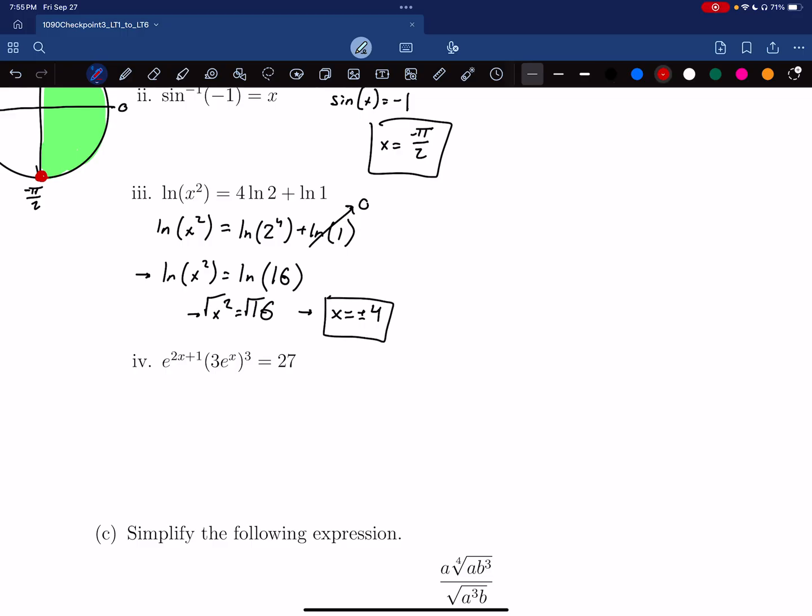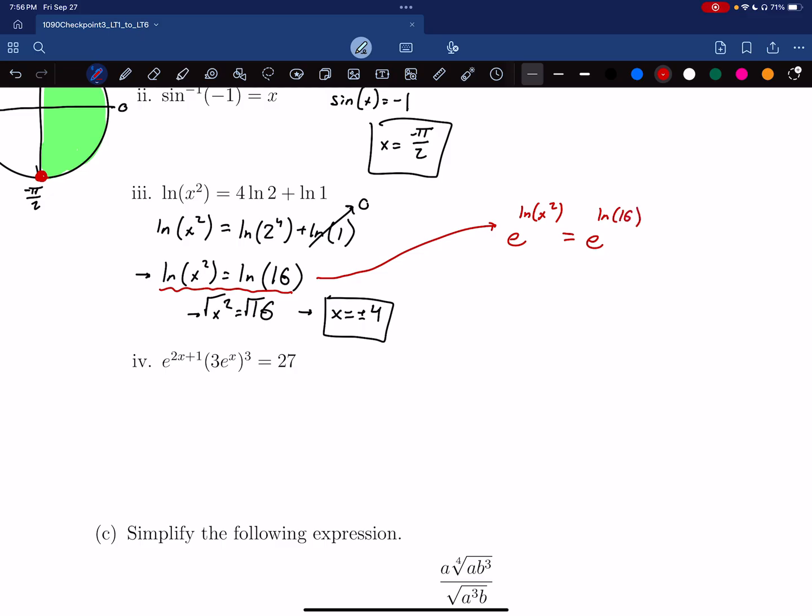Just a little sidebar here. We did this by inspection where we said that x squared is equal to 16, but mathematically what we'd be doing is raising e, Euler's number, by the left and right side. So we'd have e raised to the ln 16 here.